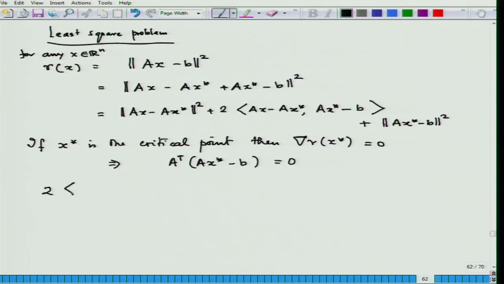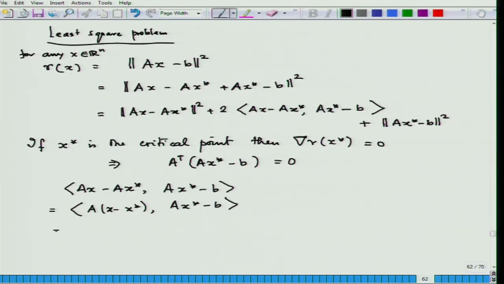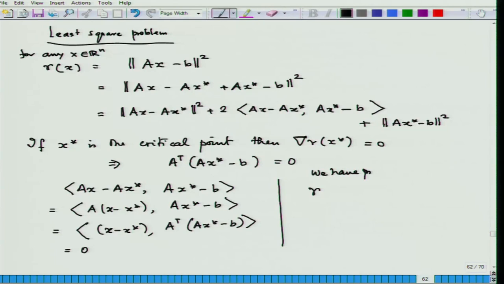Now, if you look at the expression 2 (A x minus A x star), let me just forget this 2, A x star minus b, then this is nothing but A into (x minus x star) by matrix property, and that is equal to (x minus x star) A transpose (A x star minus b), and you already know it is 0, so this is 0. Now this is 0 and this is greater than or equal to 0. So what we have proved is that r x is greater than or equal to r x star, which is this part. So this is your r x star. Hence x star is the minimum of r x.